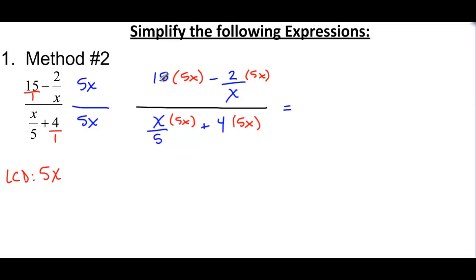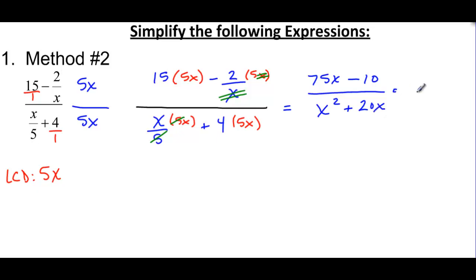So if I look here, 15 times 5x is going to give me 75x. Okay. If I look here, this x can reduce with this x, so I'm left with minus 10. So if you look, I don't get any fractions in the numerator. I just get one single numerator, a polynomial. In the denominator, 5 reduces with 5, so I'm left with x squared, and then plus 20x. Okay, so this doesn't look exactly like what we had in the last problem, but we can still simplify.